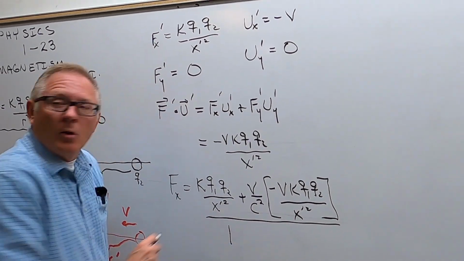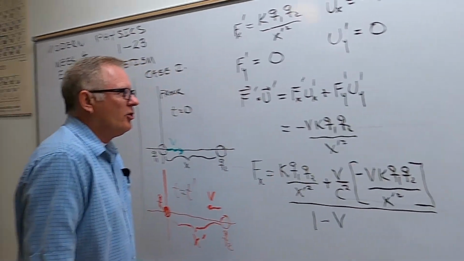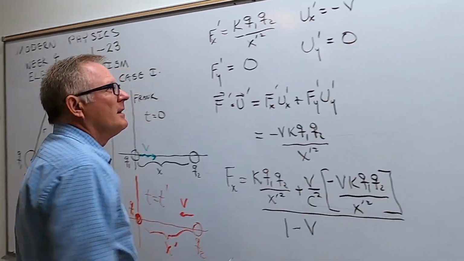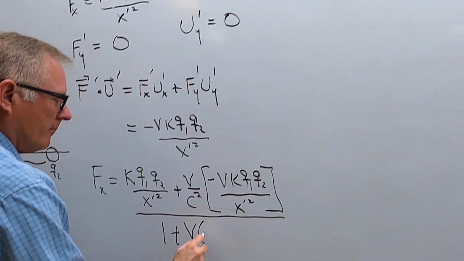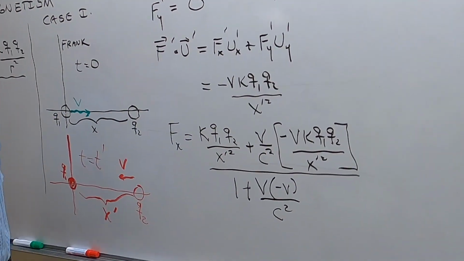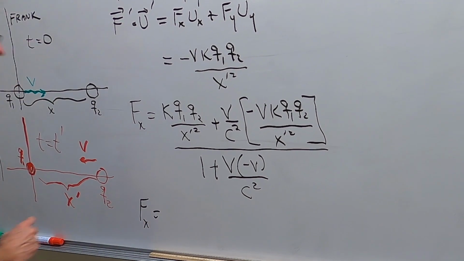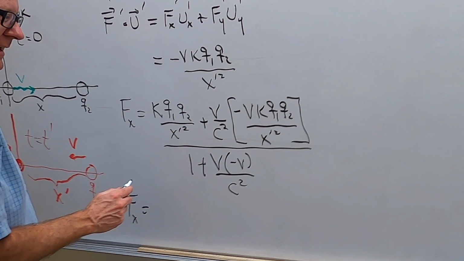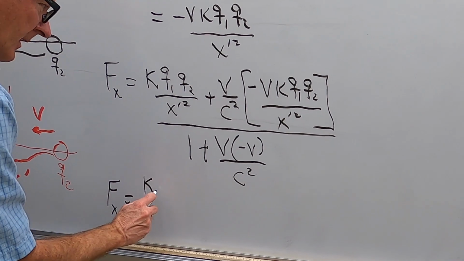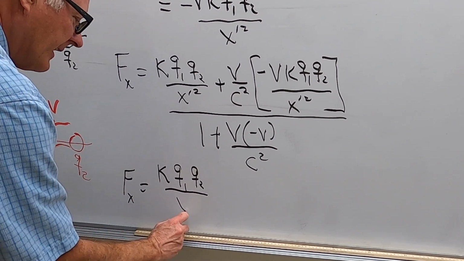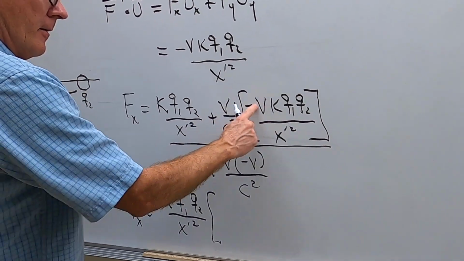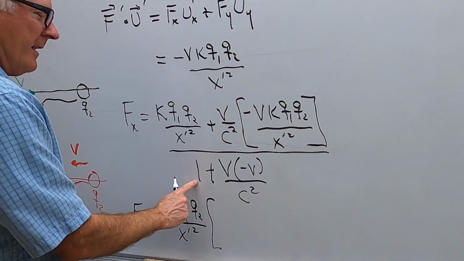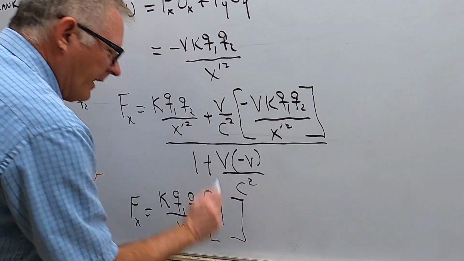divided by 1 minus v ux prime. What ux prime is minus v ux prime. Sorry, it's not 1 minus, it's 1 plus v ux prime, that's minus v all over c squared. Okay, so we got Fx is equal to, well, if I factor out the k, the q1, the q2 all over x prime squared, I'm left with 1 minus v squared over c squared divided by 1 minus v squared over c squared. Well, that's just 1 right there.